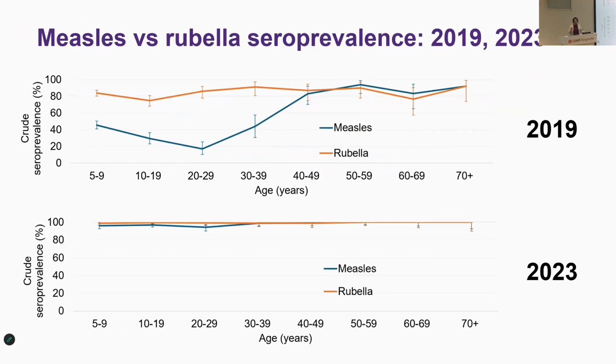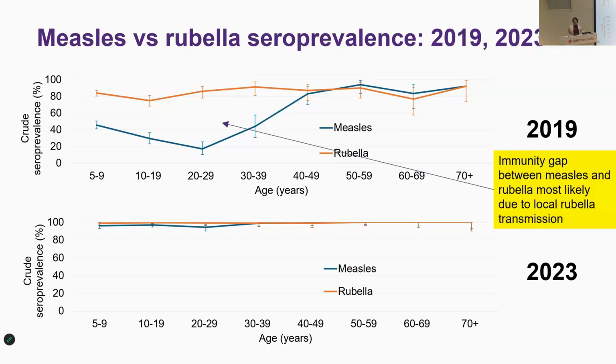And measles and rubella vaccines are given together as MMR, measles, mumps, rubella, like what we use here. So why do we see that big gap? The most likely explanation is that there was local transmission of rubella that was undetected. So rubella generally is much milder than measles. People don't get as sick, and it might just go undetected, maybe even asymptomatic, or a mild rash that has disappeared.